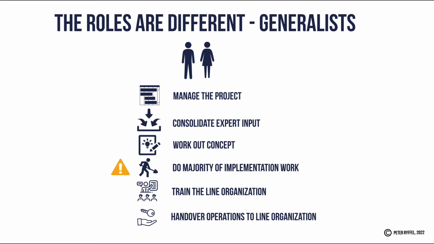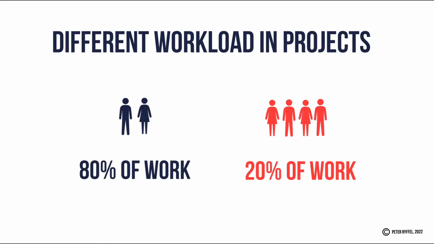Once the solution is implemented, they train the functional experts and hand over operations to them. They also will support the functional experts once the solution is live. Given the roles above, one can easily recognize that the workload in projects differs for the two groups. As a rule of thumb, one can assume that the pi-shaped generalists will execute approximately 80% of the project work, whereas the functional experts account for 20%.